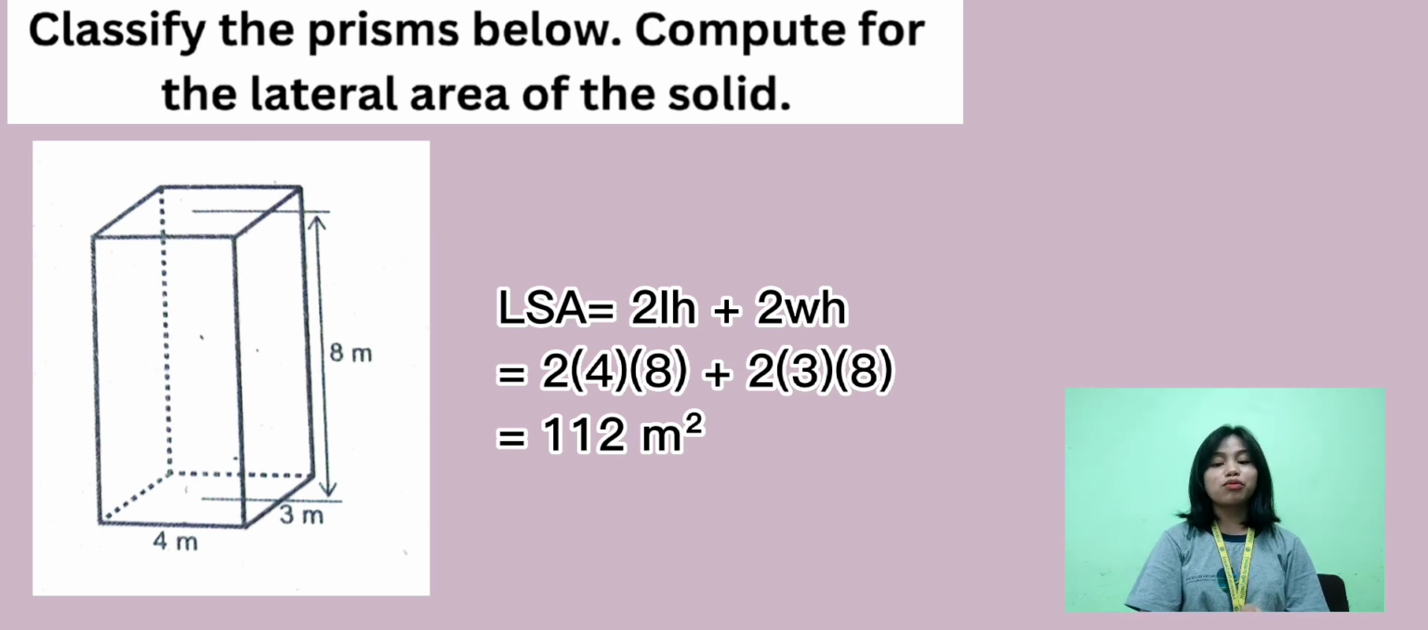The numbers are taken from the given, in which 4 is the length, 3 is the width, and 8 is the height. So after substituting, we will compute all of them. So, the total would be 112 meters squared. If you notice, where did the squared come from? Because we are finding the area. But if we are finding the volume, the exponent we use is cube.